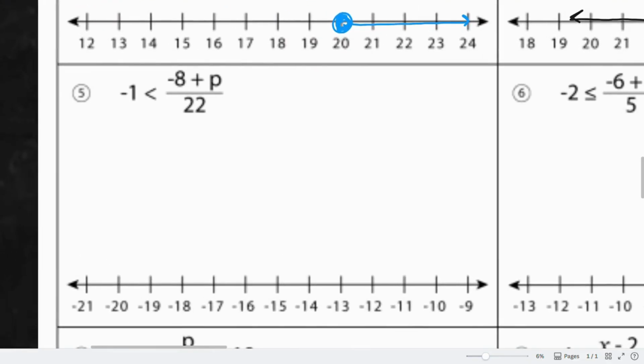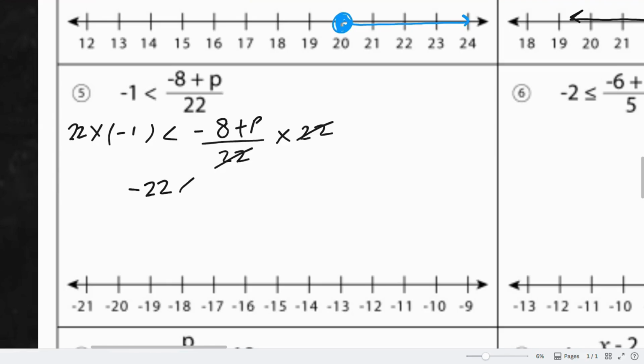For this one, as I need to get the p, I will multiply both sides with the 22 first. So minus 1 getting multiplied with this 22 is less than minus 8 plus p divided by 22 getting multiplied with the 22 again. So this 22 will cancel out with this 22, okay? And I will get minus 22 is less than minus 8 plus p.